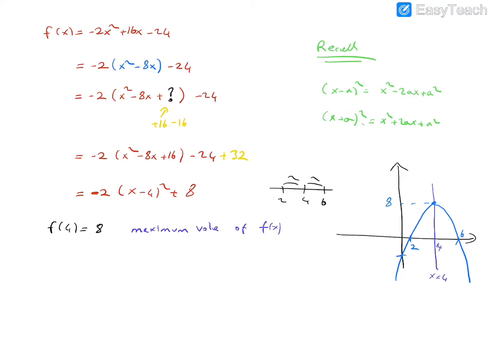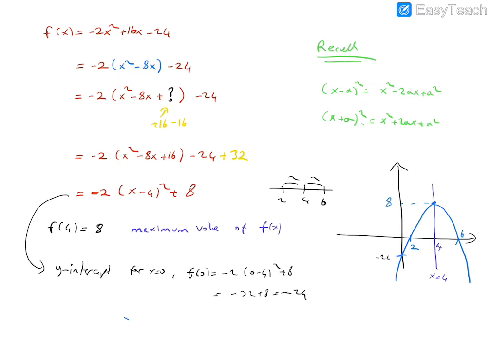What is the y-intercept? I don't know, but we can find it. For x equals 0, you can verify easily. Y-intercept: for x equals 0, f of 0 equals minus 2 times 0 minus 4 squared plus 8, which is minus 32 plus 8, minus 24. So this point is minus 24. So my sketch is not good.